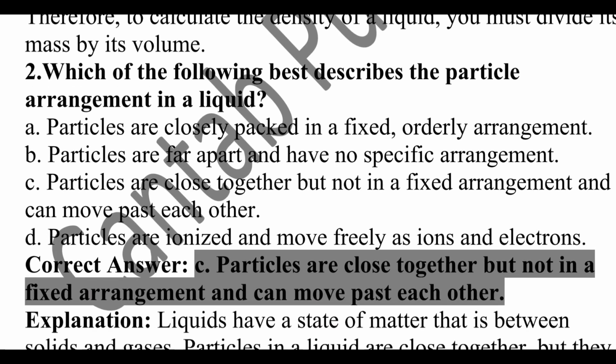Question number 2. Which of the following best describes the particle arrangement in a liquid? Option A. Particles are closely packed in a fixed orderly arrangement. Option B. Particles are far apart and have no specific arrangement. Option C. Particles are close together but not in a fixed arrangement and can move past each other. Option D. Particles are ionized and move freely as ions and electrons. So the correct answer is C. Particles are close together but not in a fixed arrangement and can move past each other.